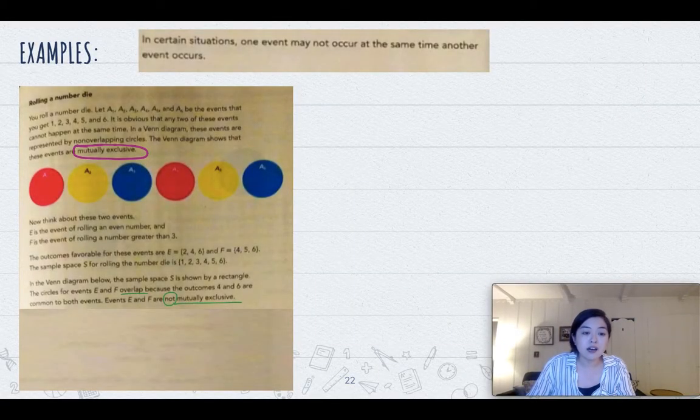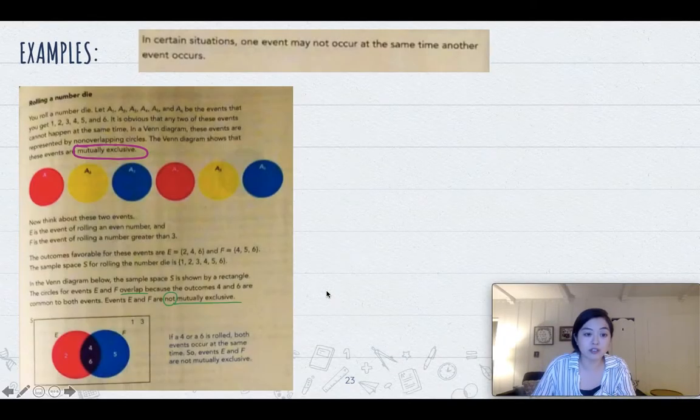Now, circles E for event E and F overlap because look, 2, 4, and 6, 4, 5, and 6. What numbers do you see that they have in common? They have a 4 in common and a 6 in common. So event E and event F circle will overlap with 4 and a 6. And because they overlap, they are not mutually exclusive. Take a look at what it looks like.